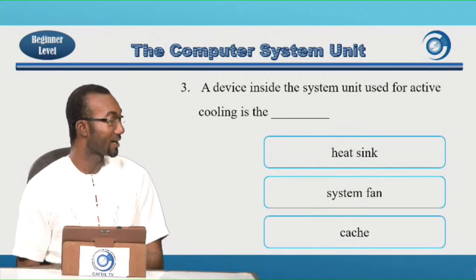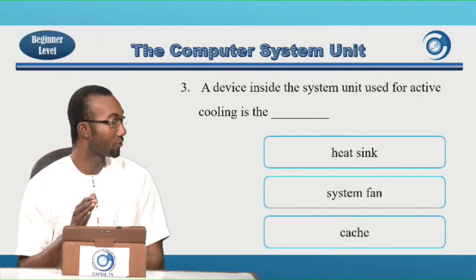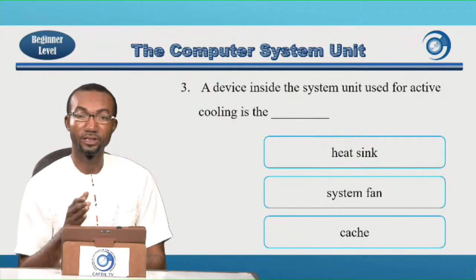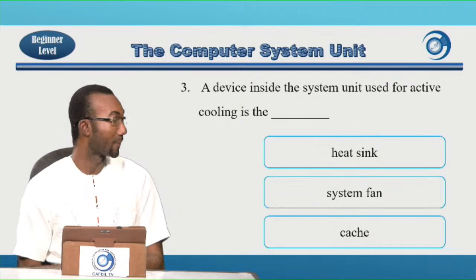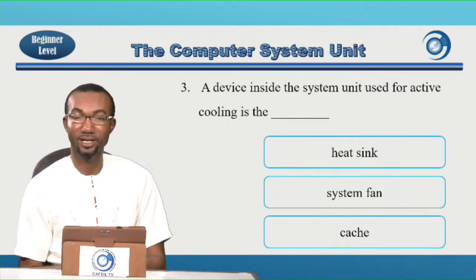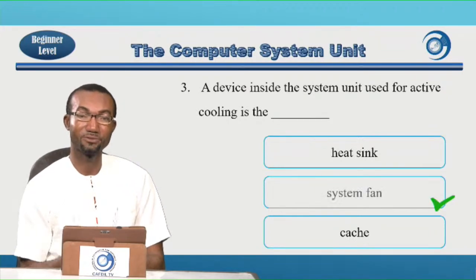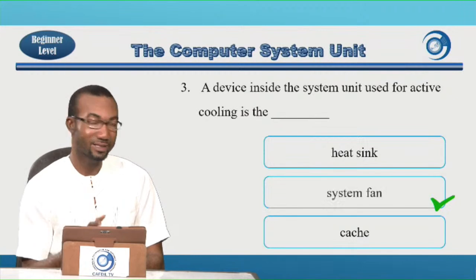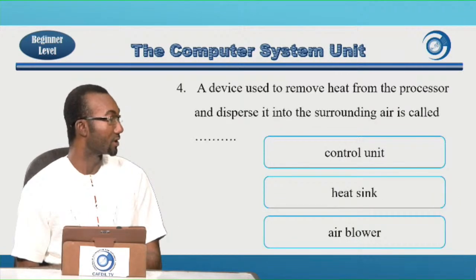3. A device inside the system unit used for active cooling is: you have the heat sink, you have the system fan, and then you have the cache. Good, the system fan. So the system fan ensures active cooling in the system unit.